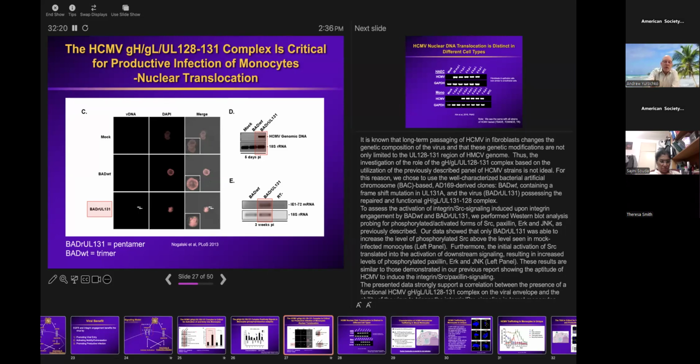So what this tells us really is that when you have the correct series of glycoproteins, you not only get correct signaling, but you get the ability of the virus to enter the cell. You get the ability of the virus to productively infect and make its way to the nucleus. And I'll tell you a little bit more about why that nuclear entry is so important in just a minute.